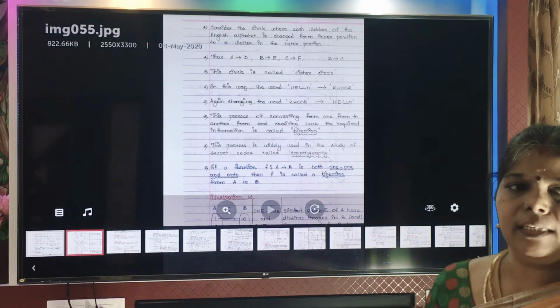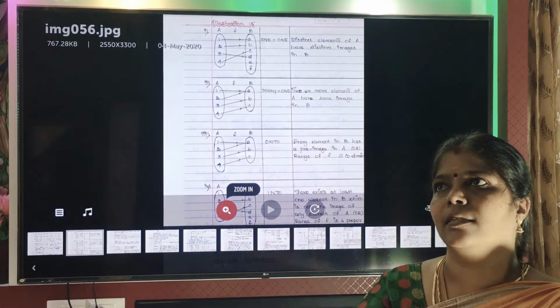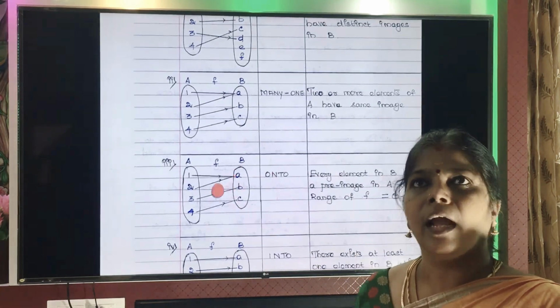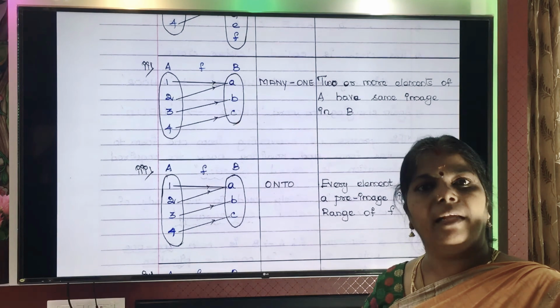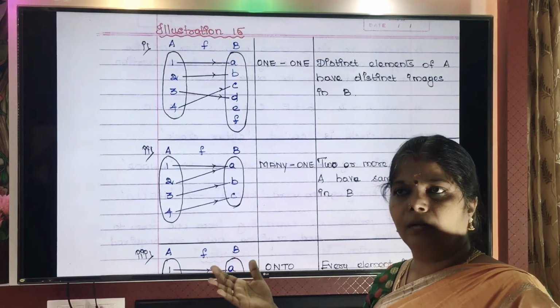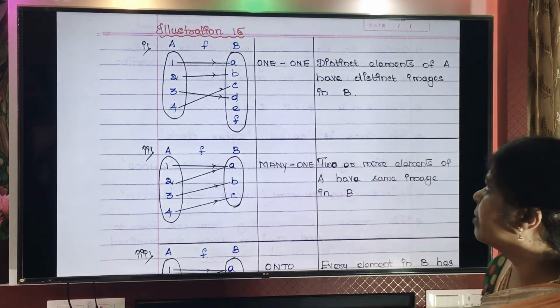You can even tell like this. All the elements in first set are having images in the second set, different images, and you can say all the images in the second set are having pre-images. So it is bijection.